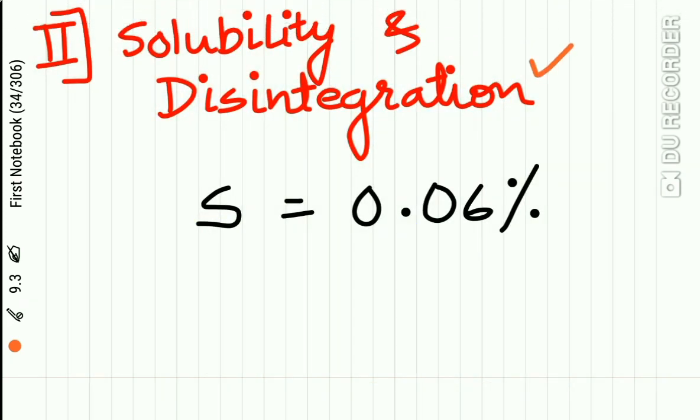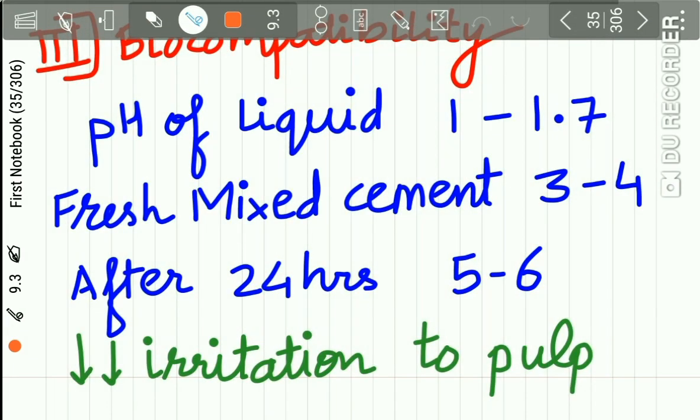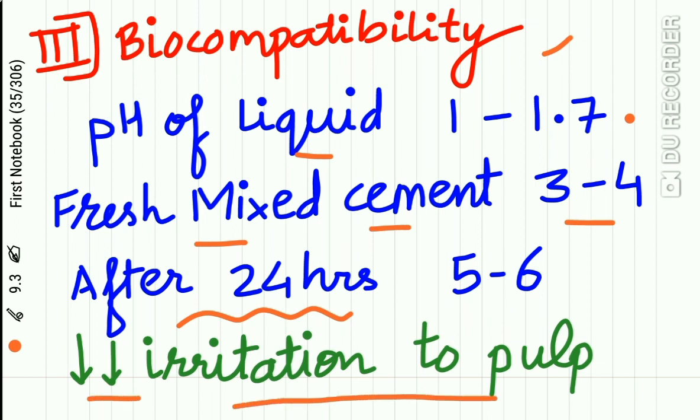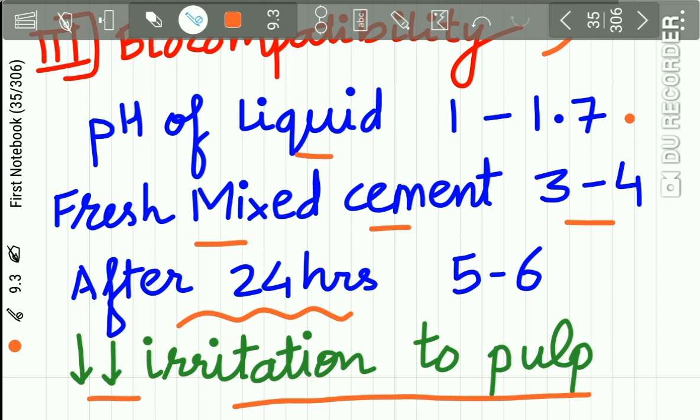Now, the second property, the solubility and disintegration. The solubility is 0.06%, which is more than that of the zinc phosphate cement. So this increased solubility results in marginal disintegration. Now the biocompatibility. The pH of the liquid of the zinc polycarboxylate cement is 1 to 1.7. The freshly mixed cement has a pH of 3 to 4, and after 24 hours this pH reaches up to 5 to 6. So there is a decrease in the irritation of the pulp shown by polycarboxylate cement.